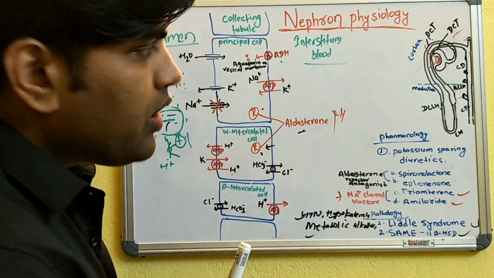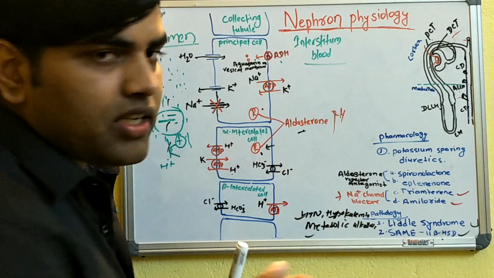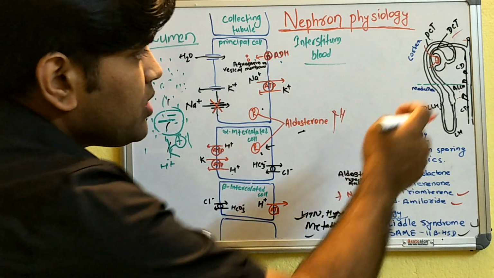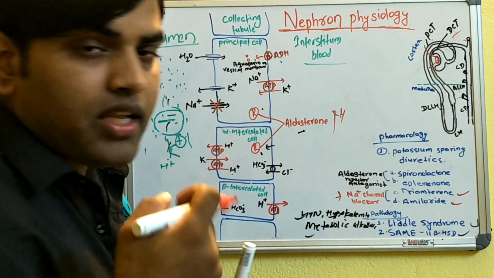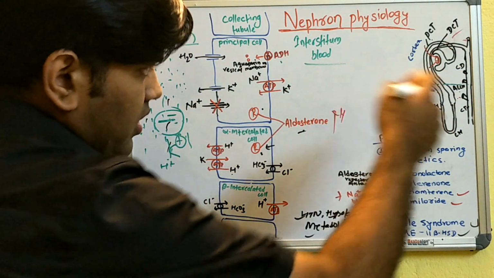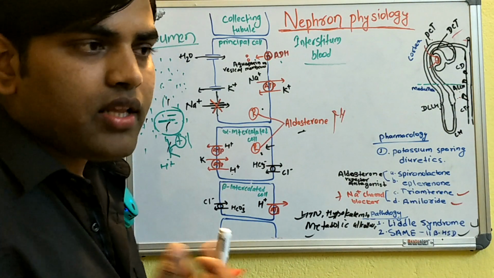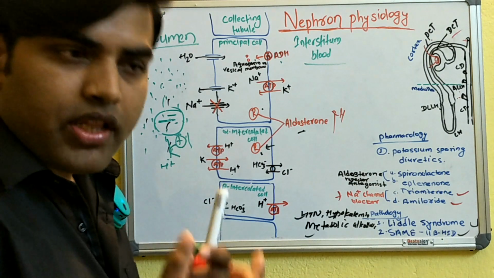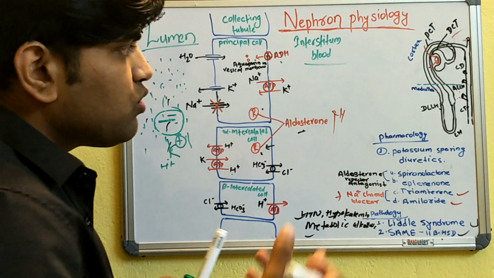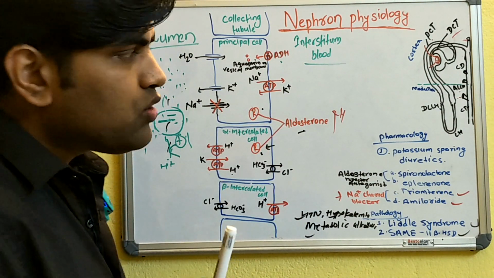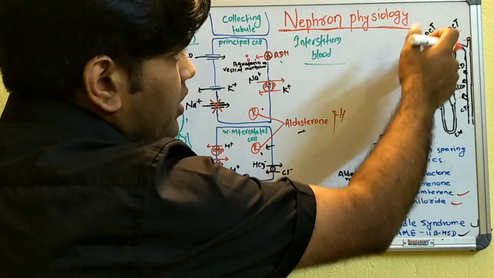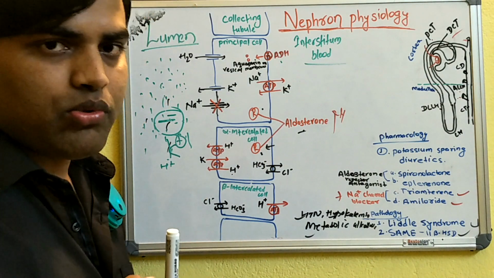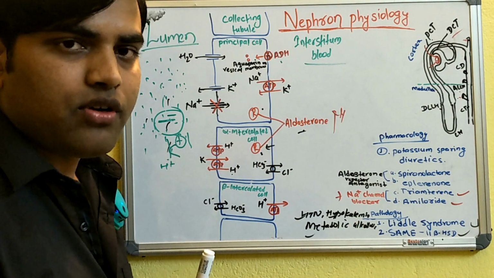I have explained when we were talking about the PCT, there is an absorptive defect in the PCT, that is known as Fanconi syndrome. When there is an absorptive defect of the thick ascending limb of the loop of Henle, then that is Bartter syndrome. When you come to the distal convoluted tubule, when there is an absorptive defect, then that is known as Gitelman syndrome. So these are all absorptive defects. There is lack of absorption from the renal tubules, and the respective syndrome is there.